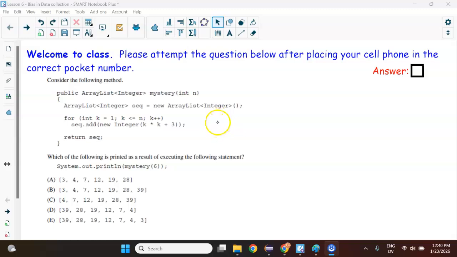All right, hello. In this lesson, we're going to go over bias in data collection. Before that, got a warm-up question here, just again practicing, getting ready for the AP exam. So I would pause the video and try to list out what's happening here and see if you can figure out which answer choice makes the most sense.